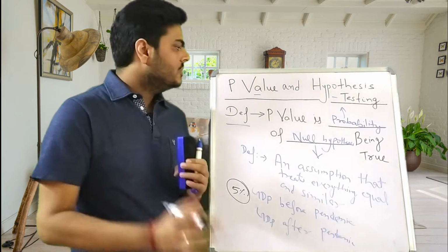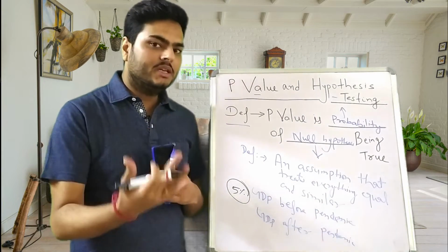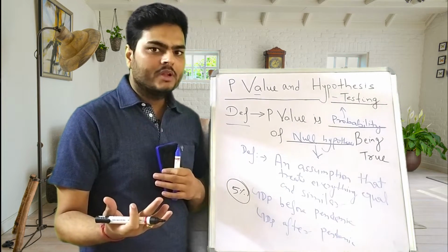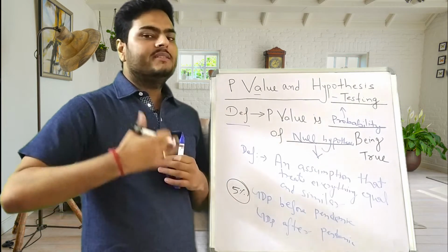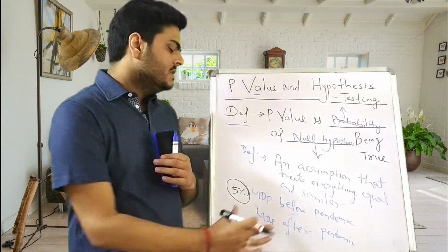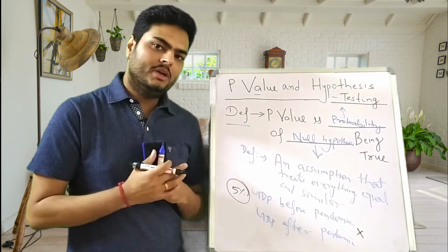Now what is the use of p-value? Using the data, you prove this hypothesis to be wrong, and then you accept the alternate hypothesis. So what will be the alternate hypothesis? GDP before pandemic is not equal to GDP after pandemic.